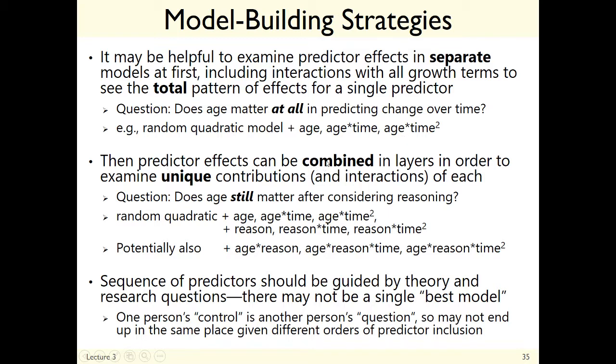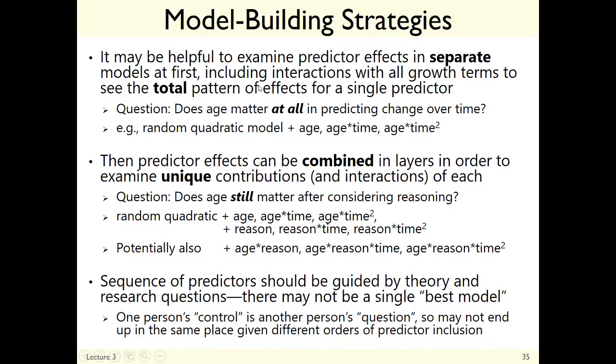Then, after I figure out what matters in a bivariate sense, just looking at one predictor and one outcome, I can combine the predictors together in whatever logical combination makes sense or answers my questions, and I can answer a different question, does age still matter after controlling for my other predictors? So for instance, we're going to examine a predictor of abstract reasoning, and if I have a model that has both of these in there, I would want to know, is age still significant after controlling for reasoning? So if age were to be non-significant in this combined model, it could have been because age never mattered or because it doesn't matter anymore. And those are two different things.